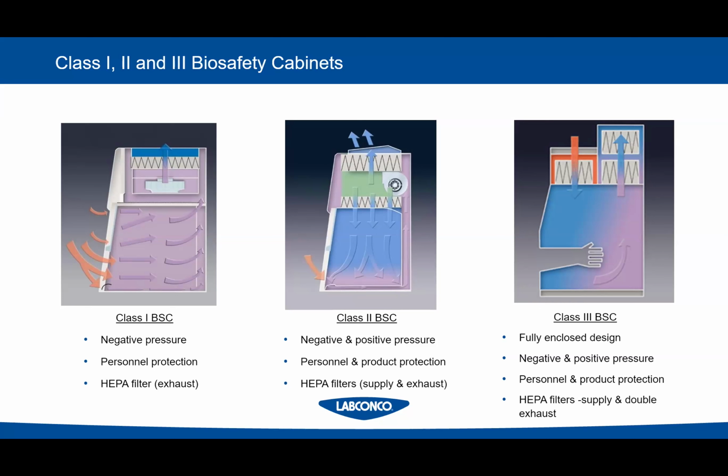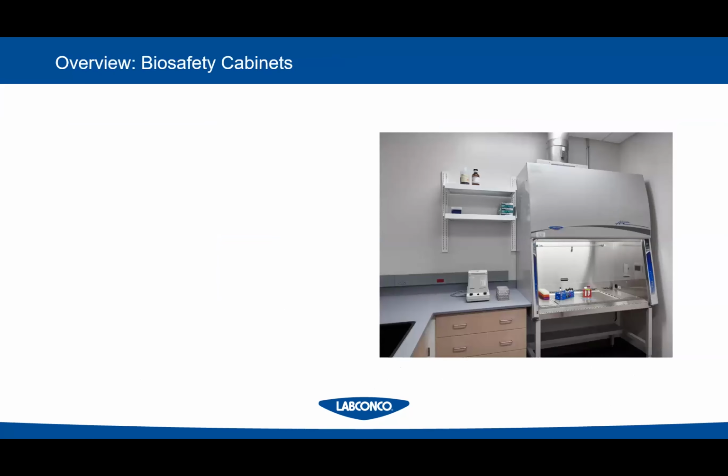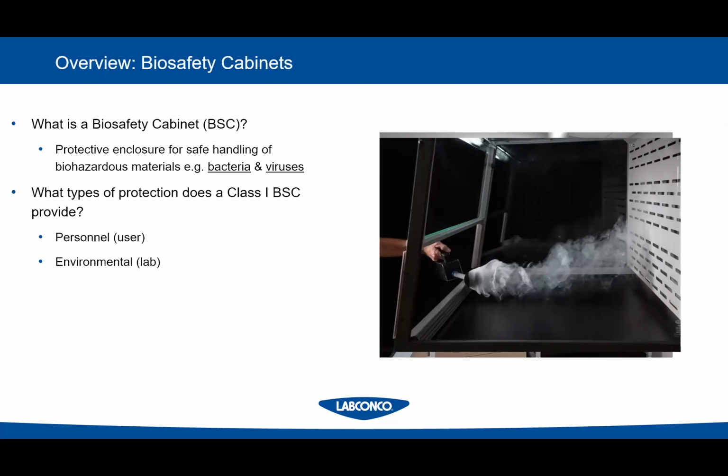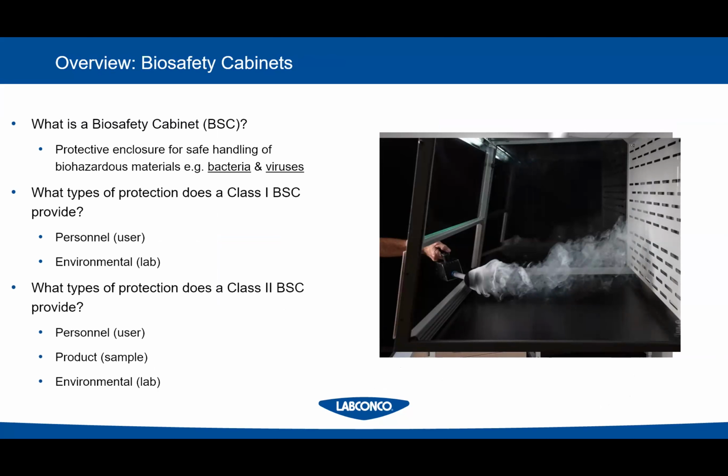Not every glove box is a class 3 biosafety cabinet, and that's very critical. Just because you have a glove box on campus does not mean it's a class 3 BSC. There's many types of glove boxes as well. Okay. So what are the types? What's a class 1 do? Class 1 protects me and the environment from any biohazards. Class 2, person, product, environment. So we get all the levels of protection.